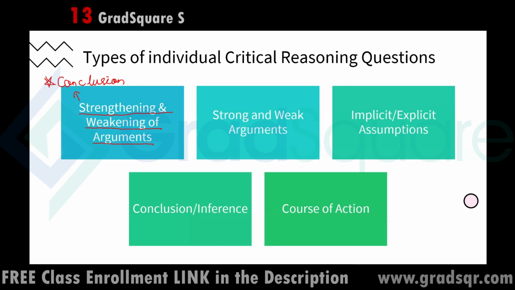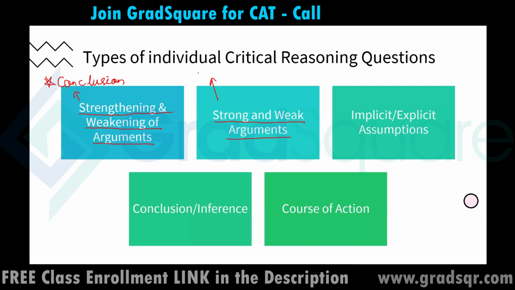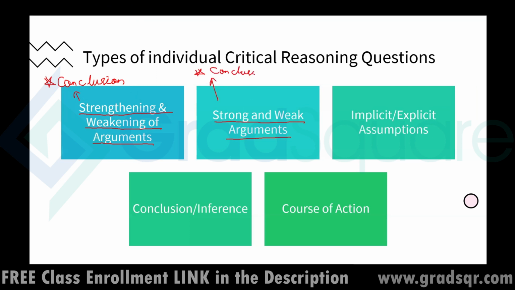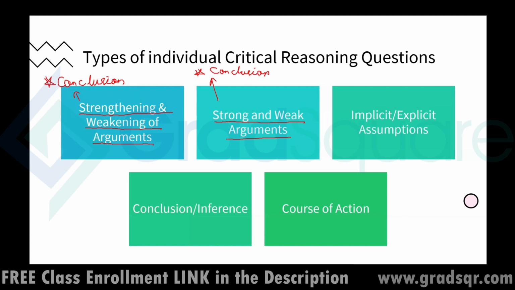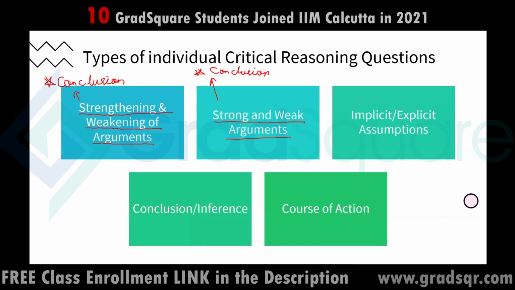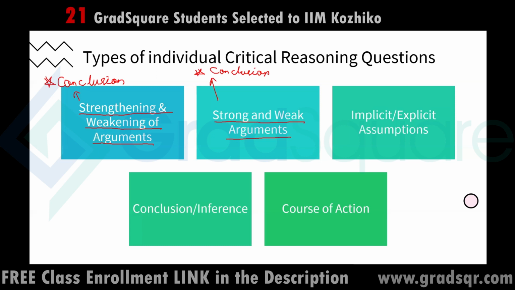Okay. A small extension of strengthening and weakening type of arguments are strong and weak arguments. Strong and weak arguments also have as their most important component the conclusion of the particular argument. So let's understand how these questions look. What will happen in these questions is that a particular argument of the author will be presented as a passage. Followed by that, you will have two statements, which will be arguments either for the conclusion presented by the author or against the conclusion presented by the author.